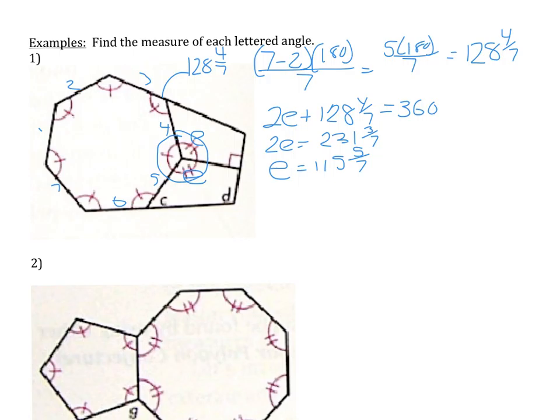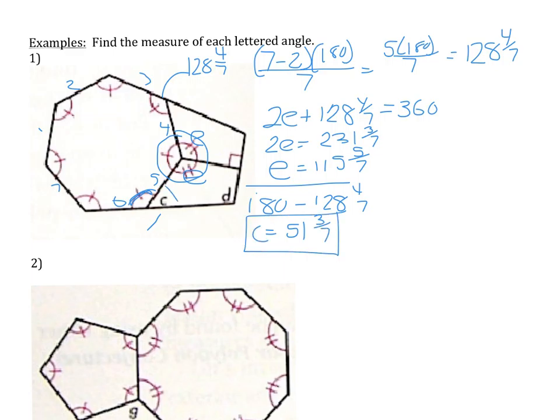So I'm now going to find C, and I know that C is going to be 180 minus this angle, which was 128 and 4/7. So that equals 51 and 3/7. That's my C. I've got C, I've got E, I don't have D, and I know that last one is 90. So I can add those up.